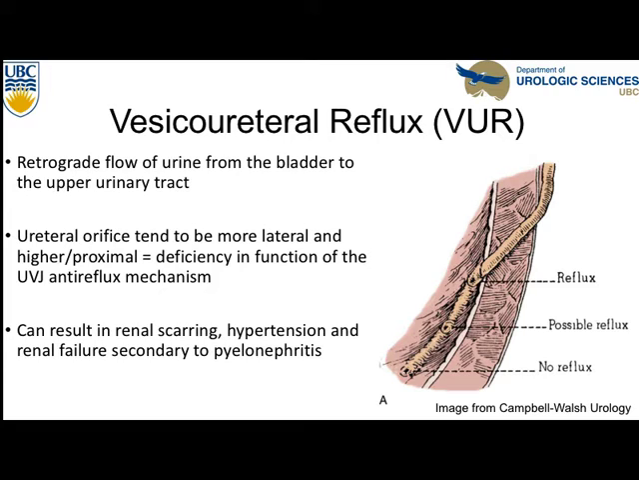So VUR is the retrograde flow of urine from the bladder to the upper urinary tract. Embryologically, this is thought to occur when the ureteral bud reaches the urogenital sinus, which eventually becomes the bladder wall, too soon, resulting in reflux, as the ureteric orifice tends to be more proximal and lateral, and this results in a deficiency in the function of the anti-reflux mechanism inherent to the intramural portion of the ureter of the UVJ.